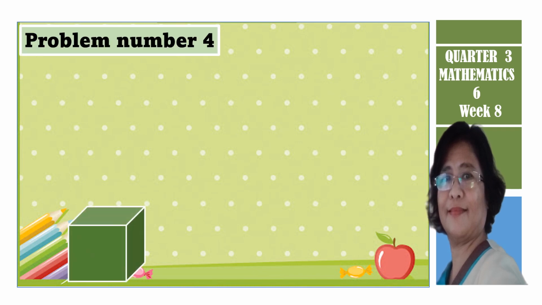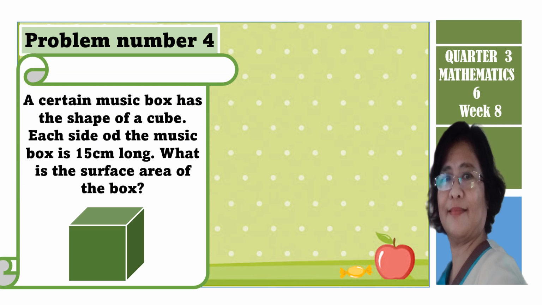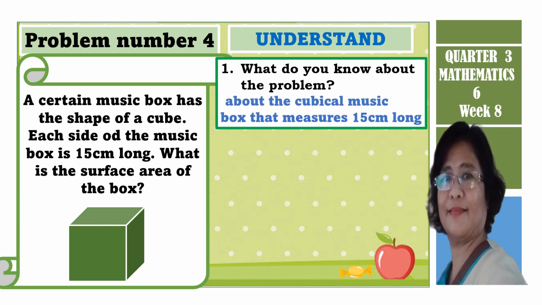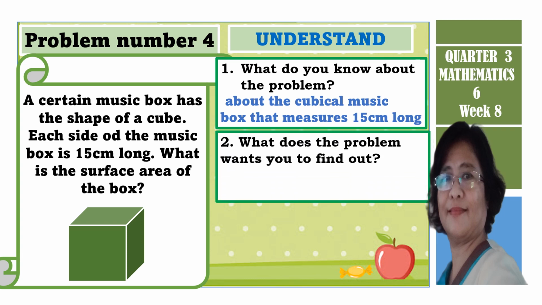Problem number 4. A certain music box has a shape of a cube. Each side of the music box is 15 cm long. What is the surface area of the box? Let us now understand. The problem is all about the cubical music box, and 15 cm is the length of one side of the box. Next, what does the problem want to find out? The problem wants us to find out the surface area of the music box.